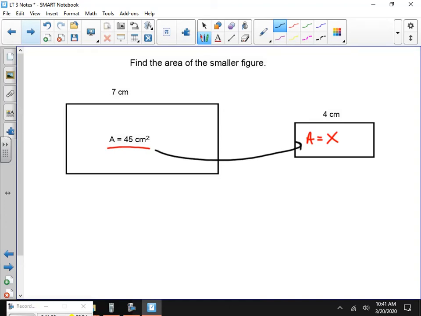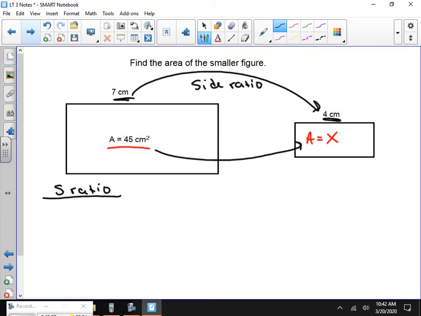Now it doesn't matter which way you go. You can put the large side over the small side or the small side over the large. But just like in our similar unit, we have to do it the same way every time. So if I put the large one over the small, I have to continue to do that each time. All right, so they give me the side ratio. I'm going to put the large over the small, and I'll have to do that every time I make a ratio moving forward.